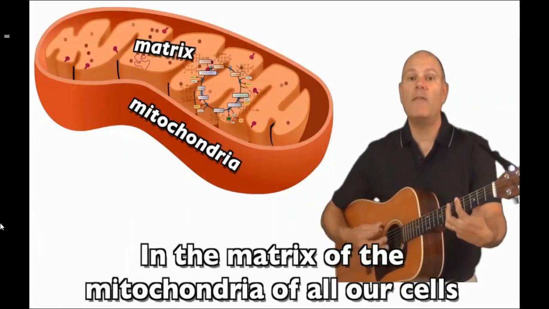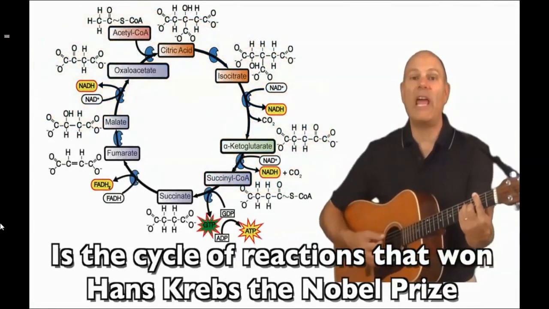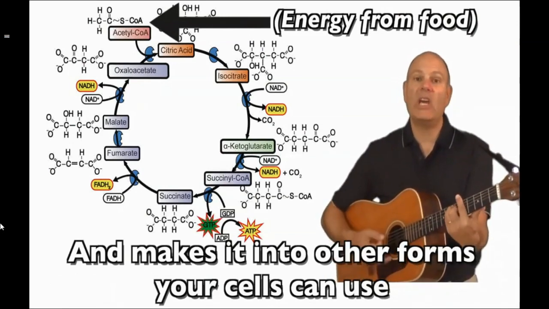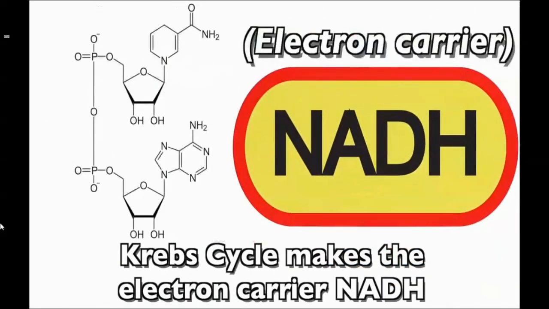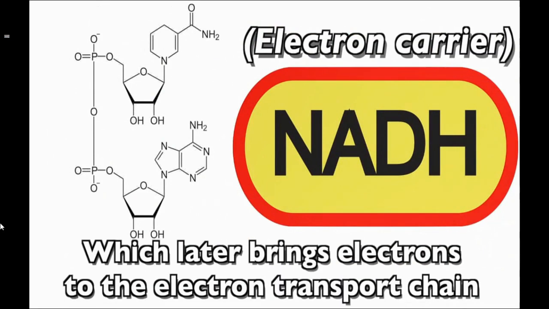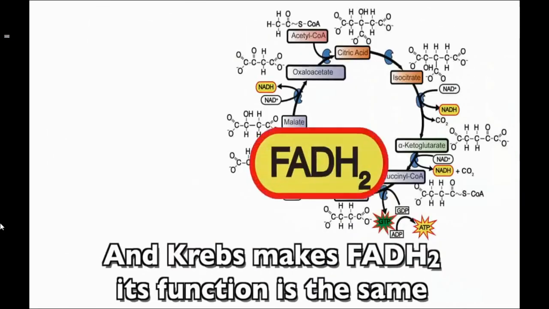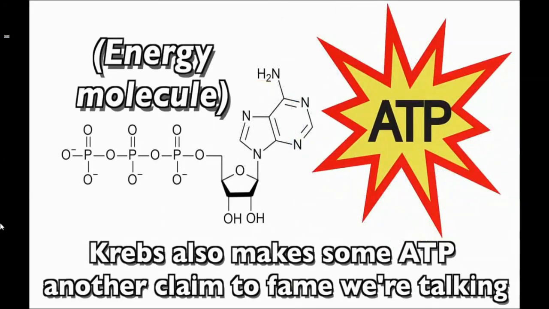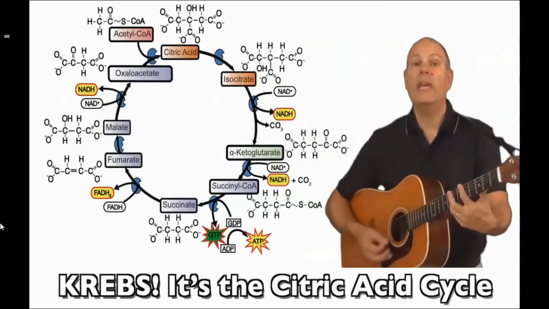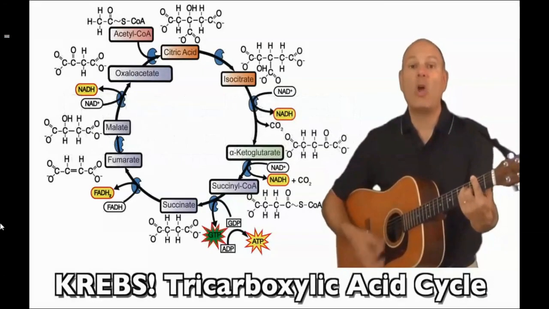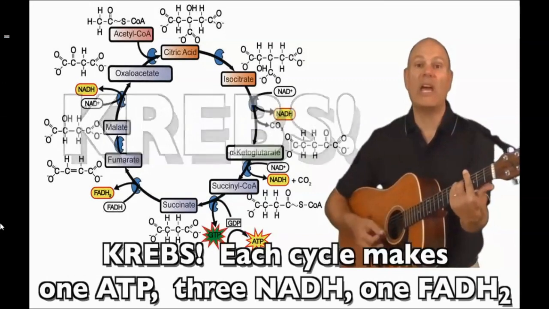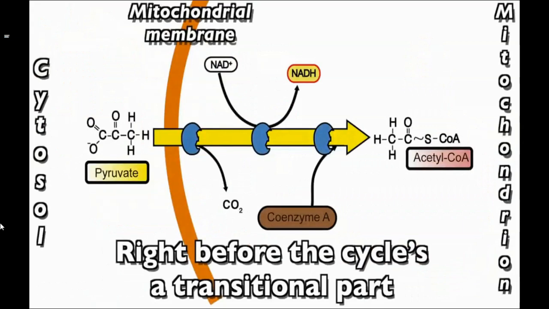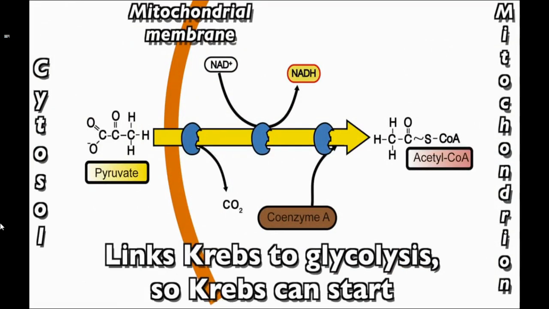In the matrix of the mitochondria of all the cells is a cycle of reactions named after Krebs, who won a Nobel Prize. The cycle takes the energy in food and makes it into other forms your cells can use. The Krebs cycle makes the electron carrier NADH, which later brings electrons to the electron transport chain. When Krebs makes FADH2, its function is the same. Krebs also makes an ATP. It's also called the citric acid cycle. The Krebs cycle makes one ATP, 3 NADH, and 1 FADH2. Right before the cycle is a transitional part.